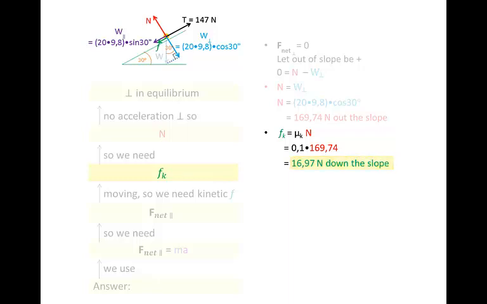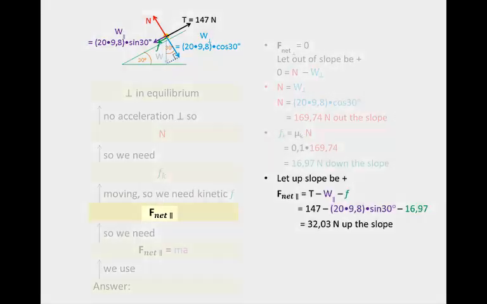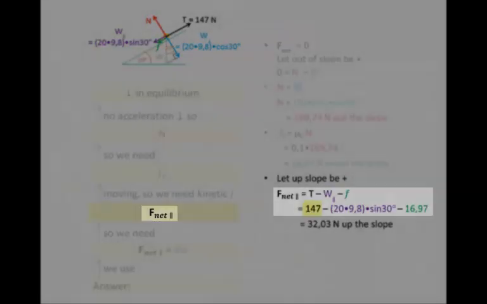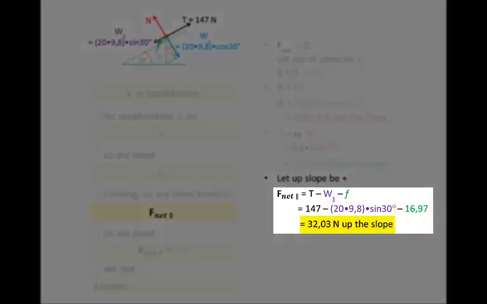So now we are in a position to calculate the net force acting parallel to the slope on this object. It's equal to 147 newtons, which is acting up the slope, minus weight's parallel component, which acts down the slope, and which is 20 times 9,8 times sine 30, minus friction, which we calculated just now, 16,97. So that gives us F net parallel 32,03 newtons up the slope.